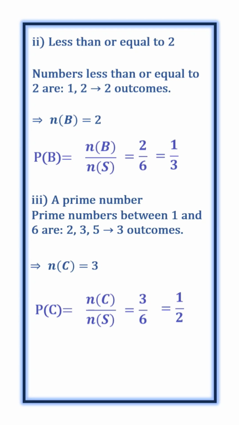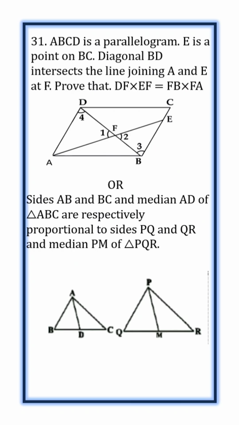Now let us solve the 31st question of SSLC Preparatory Exam 2 for the year 2025 to 26. ABCD is a parallelogram, figure is given. E is a point on BC. Diagonal BD intersects the line joining A and E at F. Prove that DF into EF is equal to FB into FA. Or you can also solve the other question. Now let us solve this question.